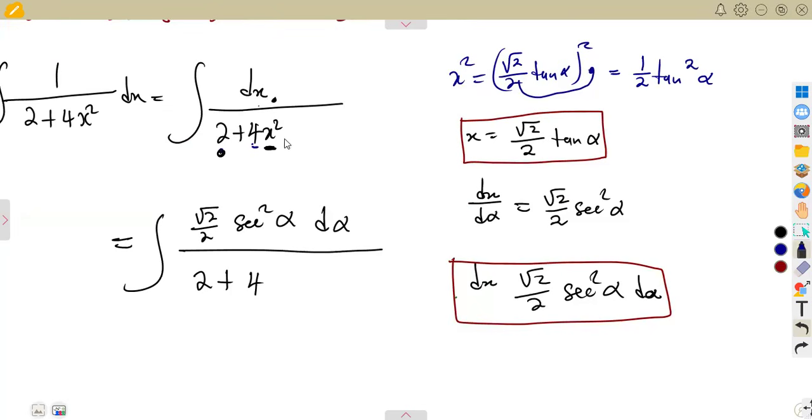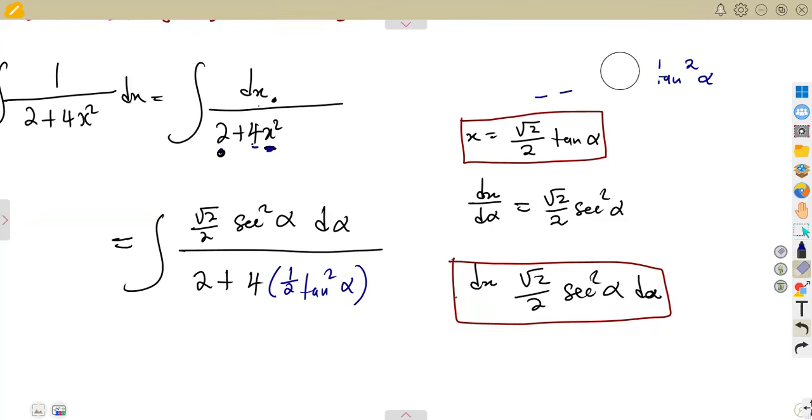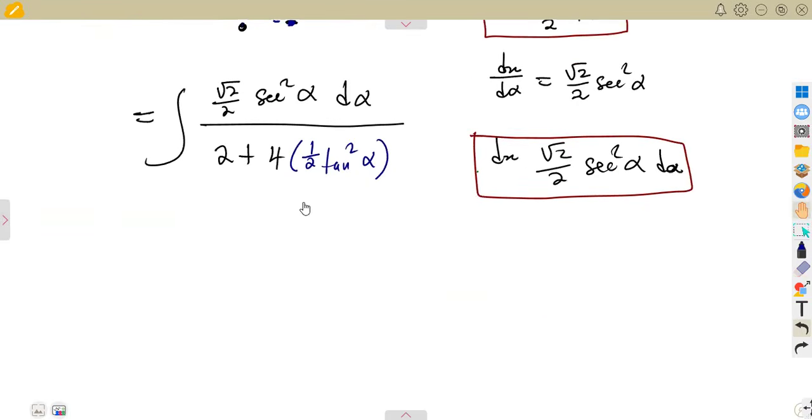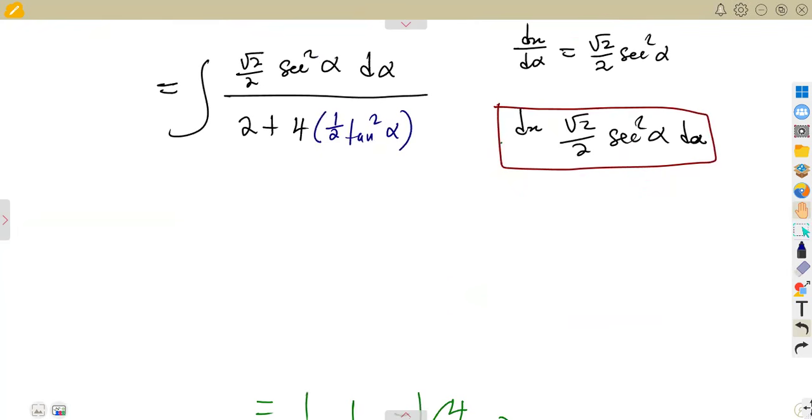But remember that the x squared here that we are going to substitute, it is multiplied to a 4. There's a 4, x squared. And our x squared there, we got 1 over 2 tan squared alpha like this. Okay, so this is just for a simplification. But if you do not know this, there's no need for you to actually simplify this. You just have to substitute direct. All right, so this is it here.